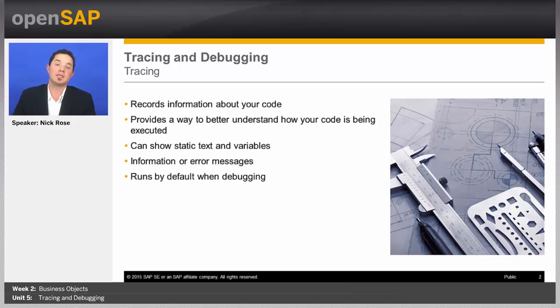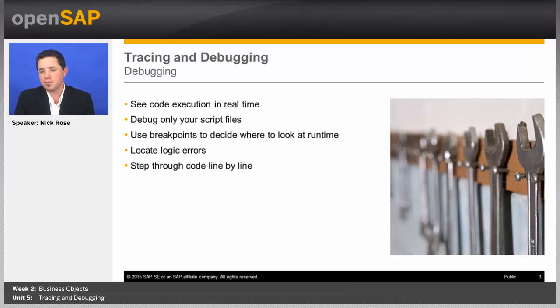The other side of this is debugging. Debugging is how we can see and step through our code in real time. Although tracing happens behind the scenes and prints out these statements we provided, debugging is a place where it'll actually stop where we tell it to, and then we'll have to provide some kind of action, our own input, to make the code continue on.